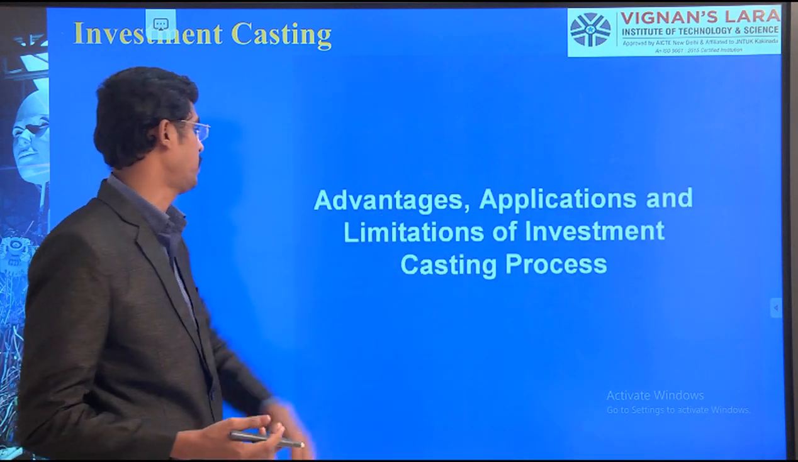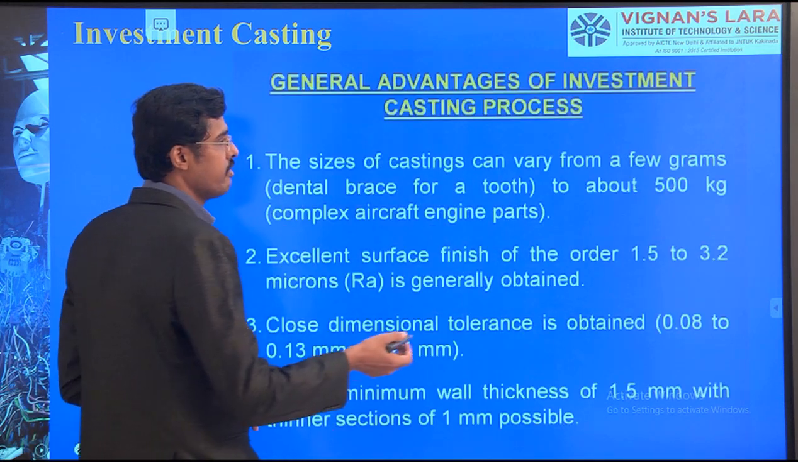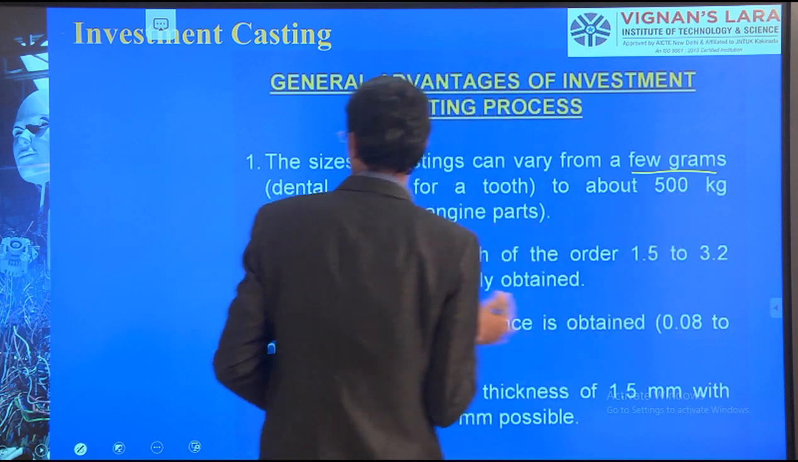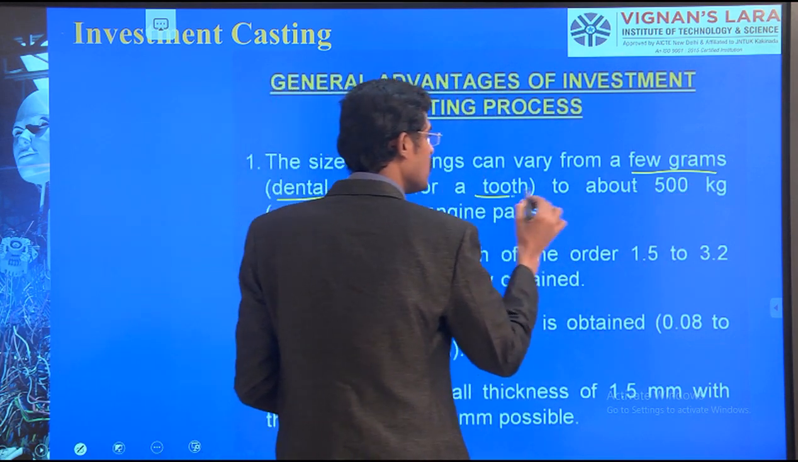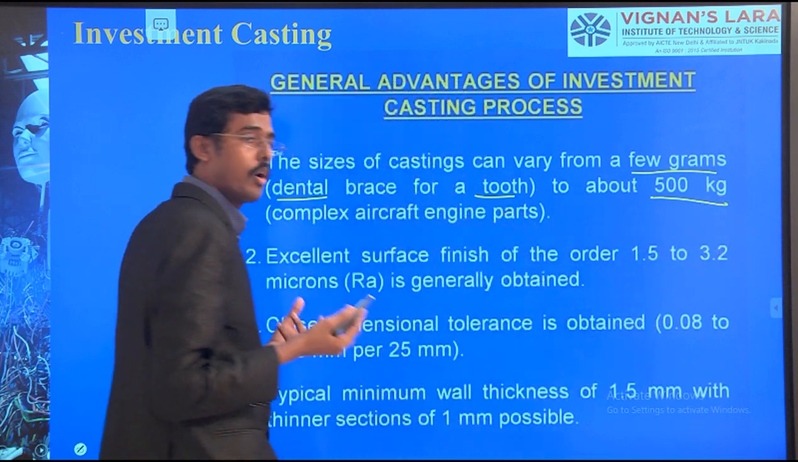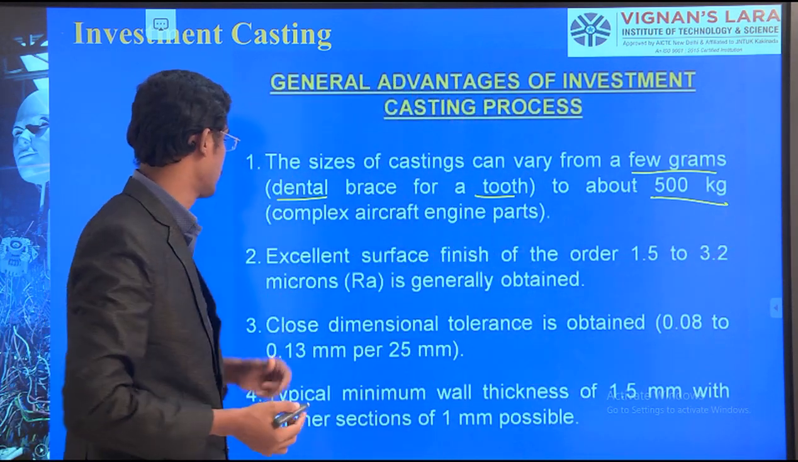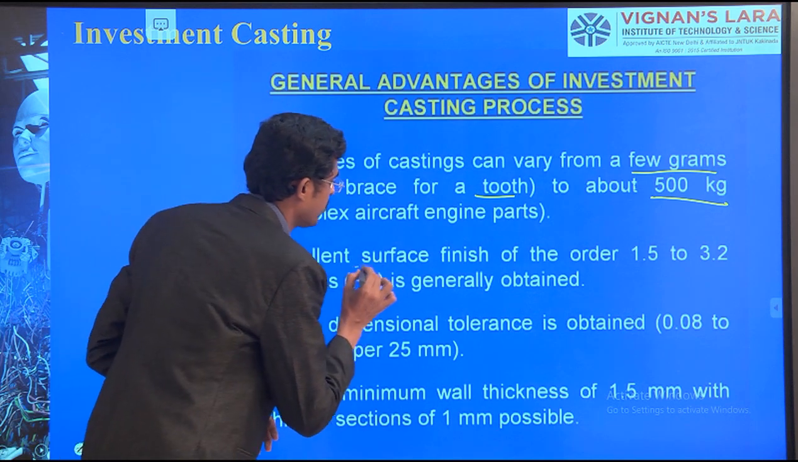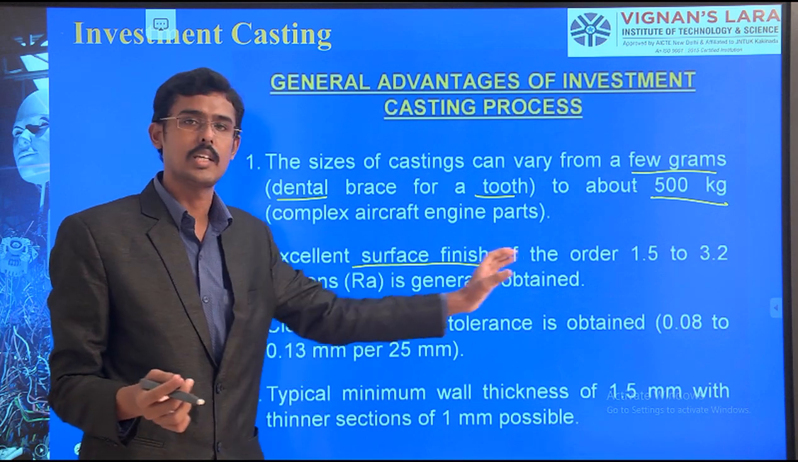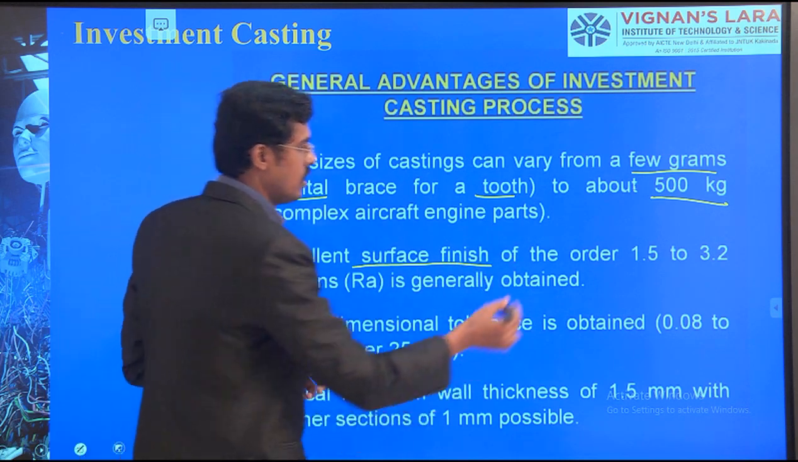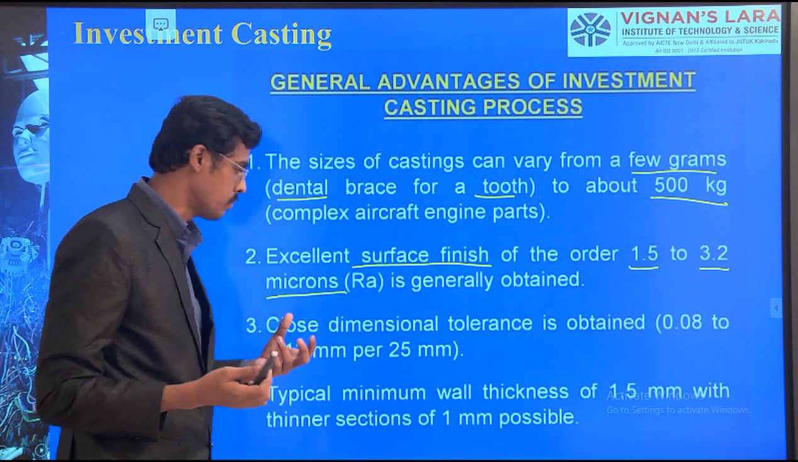So there are advantages and applications also that we should see now. The size of the casting can vary from a few grams, like dental teeth, to 500 kg, also complex designs. A few grams to 500 kg is possible to make. Excellent surface finish we are getting, not like sand, the texture will not fall, therefore excellent finishes in the order of 1.5 to 3.2 microns are also possible.